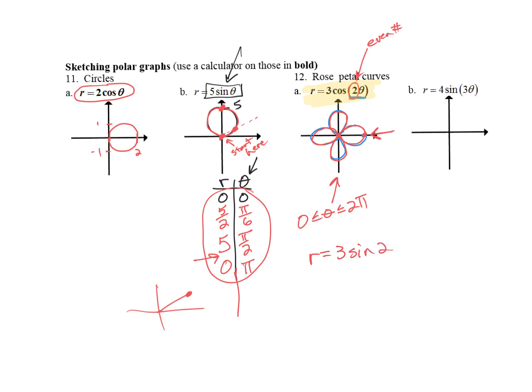It's still going to have 4 petals because it's got an even number in there, but where did the petals move to? Yeah, they just shifted. Because isn't that what the sine and cosine graph is? You just take the sine graph, you shift it over, you'll get the cosine graph. It shifts it. So it becomes like this.